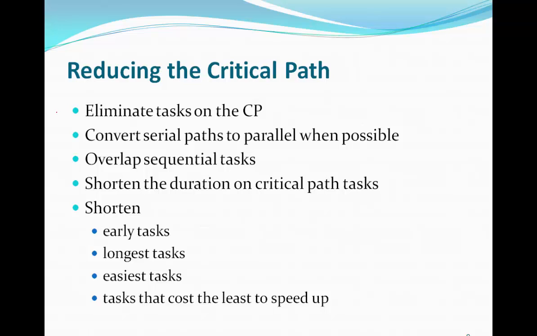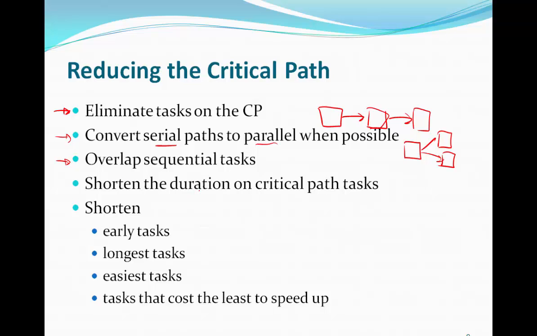So, eliminating activities on the critical path will shorten your critical path or reduce your critical path. We've talked about serial versus parallel activities, so concurrent versus non-concurrent activities. So if you can convert some of the serial activities, so activities that go one after the next, if you can convert that into parallel activities, so activities that go as such, this will help you shorten or reduce your critical path. So again, either converting serial to parallel activities, or overlapping your sequential tasks, would mean the same thing.